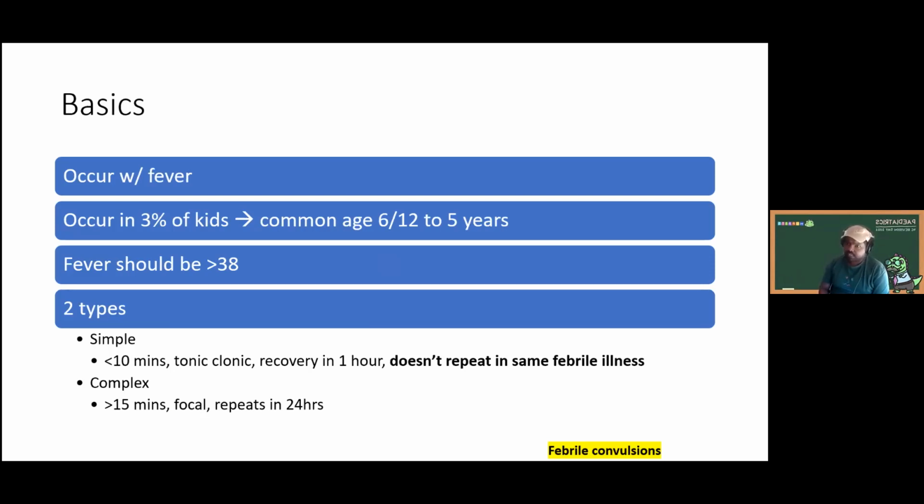So we have simple. Simple is tonic-clonic, there's a full recovery within 1 hour, and it doesn't repeat again in the same febrile illness. And generally the seizure lasts for less than 10 minutes. And then we have complex. So a long seizure, it can be a focal type seizure, and it will repeat multiple times in the 24 hours.